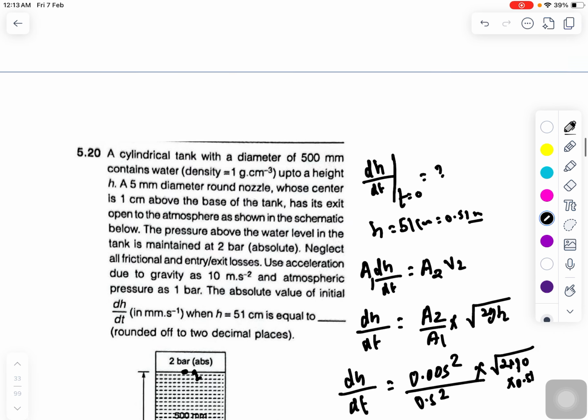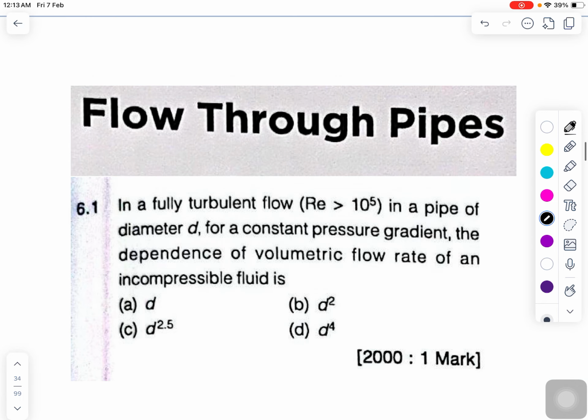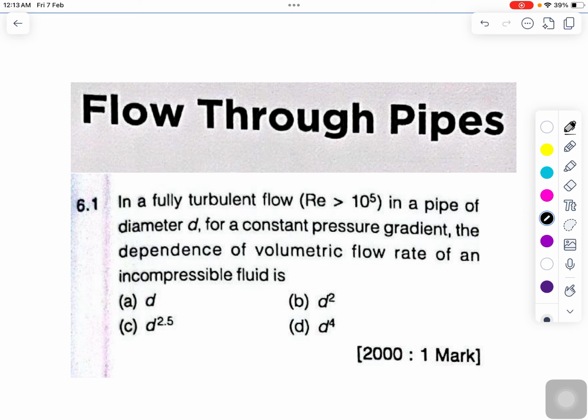Okay, that's all. In the next lecture I'll be talking about flow through pipes. Hopefully within 1 to 2 days I'll be able to complete the whole PYQ of fluid mechanics, and after that you will feel good confidence in your fluid mechanics topic, especially for the GATE examination, right? And this will be very helpful for the Coal India exam and also for the BARC exam. Okay, thank you all.